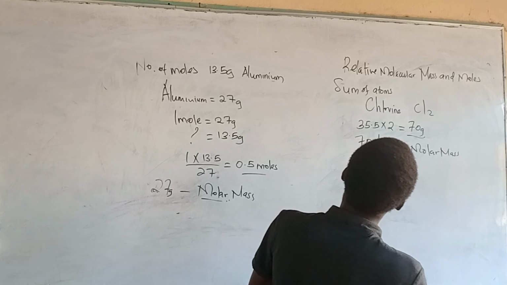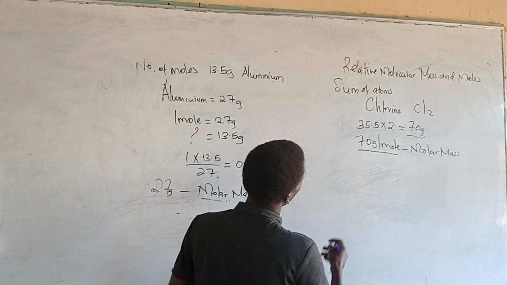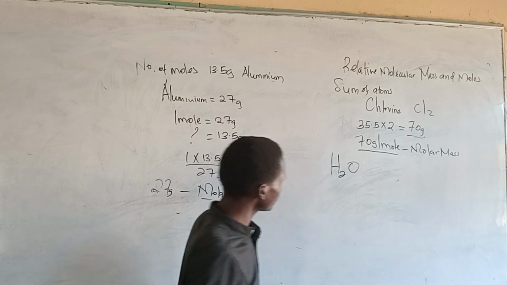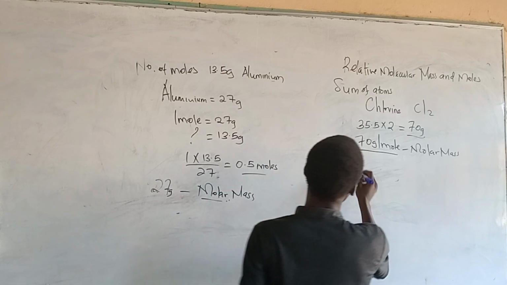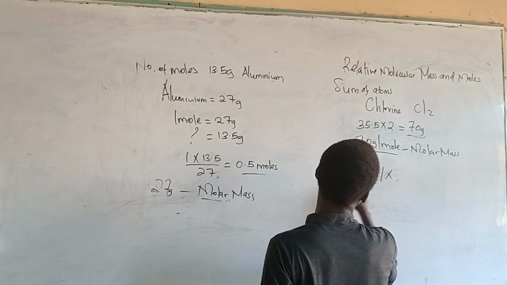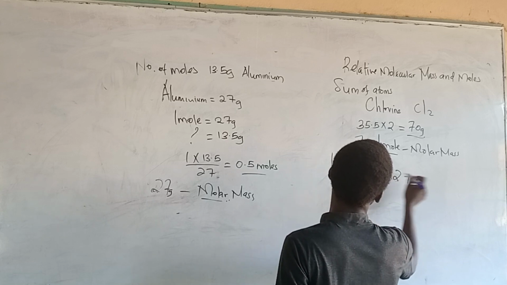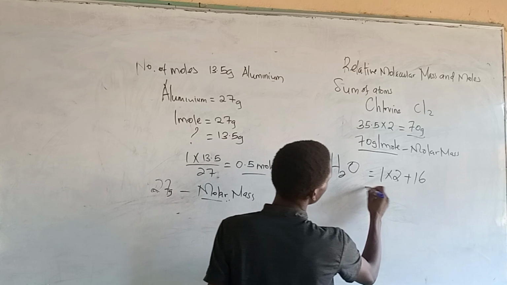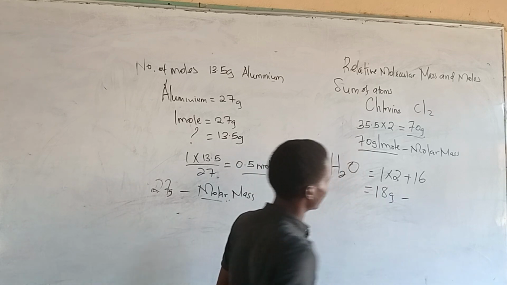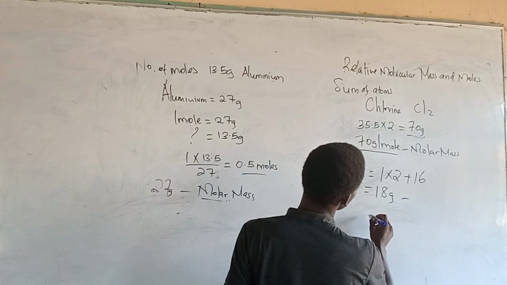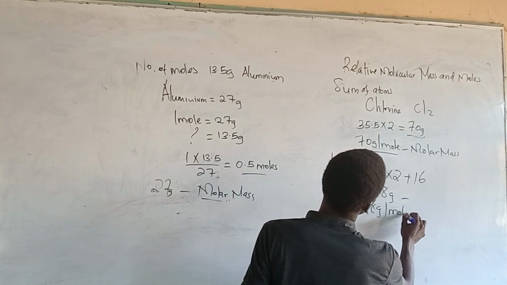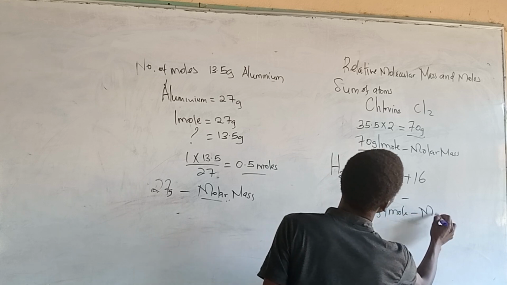Now, if I give another example, for example, water. The sum of individual atoms: hydrogen, which we know is 1, times 2, plus 16. So this is going to be equal to 18 grams. This is the molar mass of this molecule, 18 grams per mole.